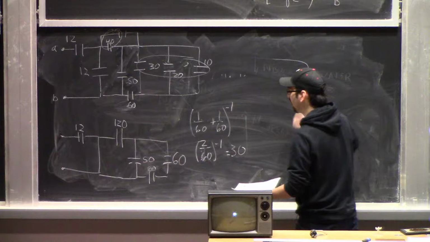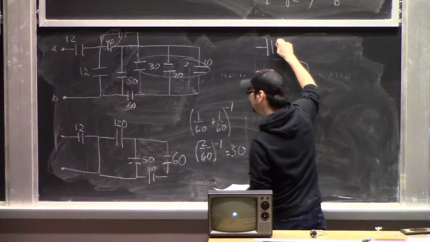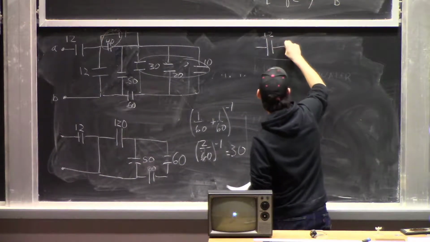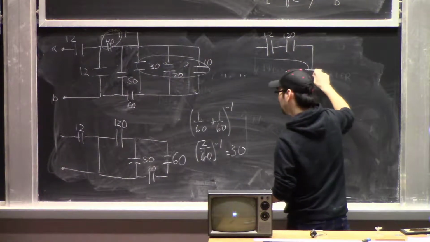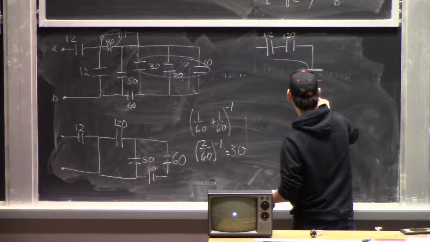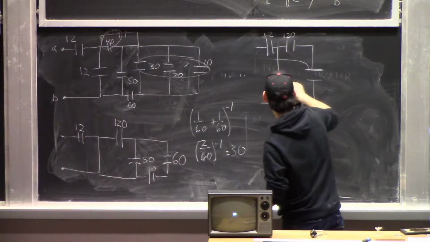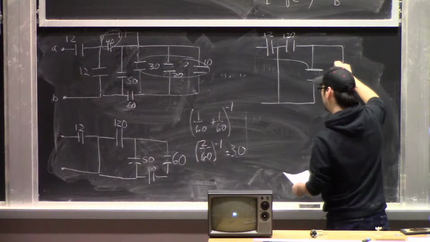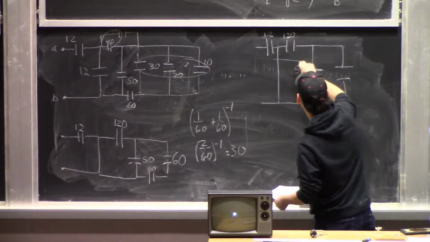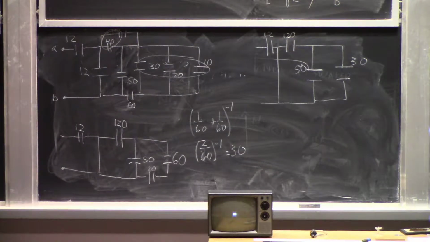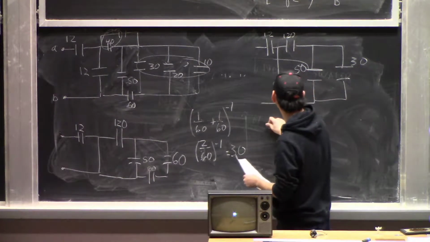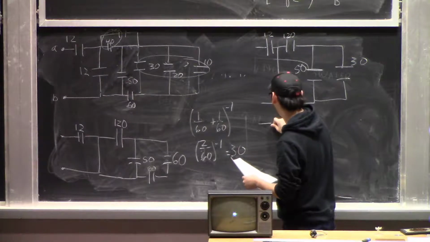And so the next one that I have looks like this. This is 12, this is 120, this is 50, and then this is 30. So 50 and 30. Now the next thing that I can do is add these together in parallel. So again, we just add these two values together directly.